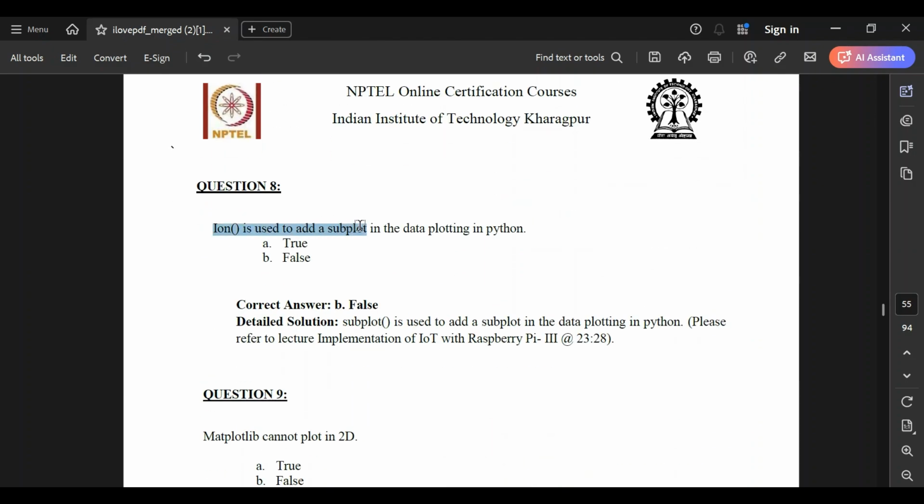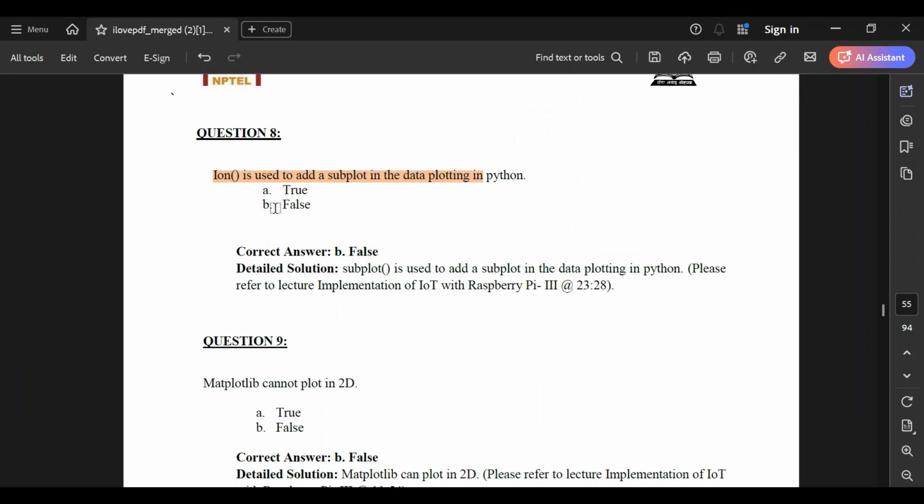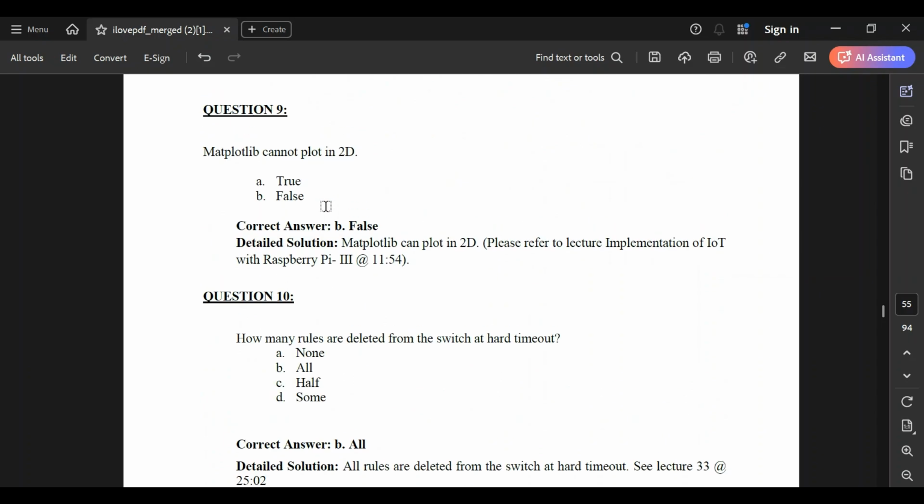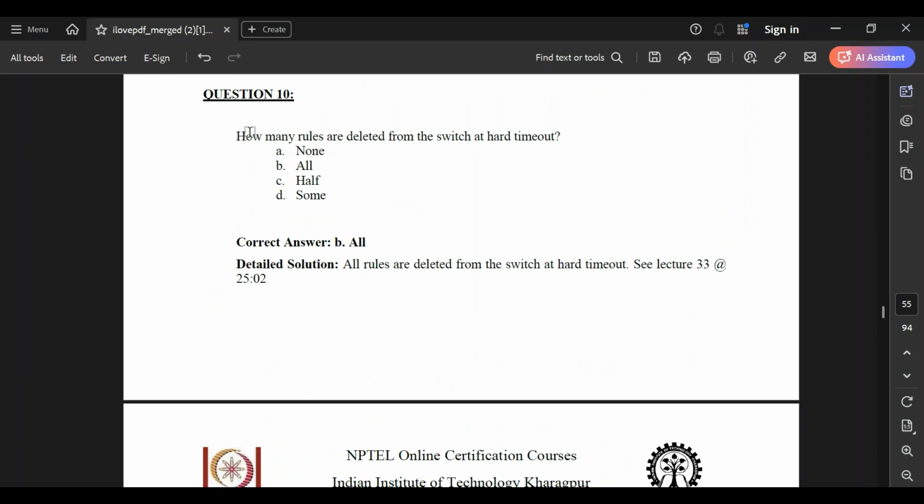ion is used to add a subplot in data plotting in Python. So yeah, it is false. Moving to the next one, Matplotlib cannot plot in 2D. So this is false. And how many rules are deleted from the switch at the hard timeout? So all are there. Okay.